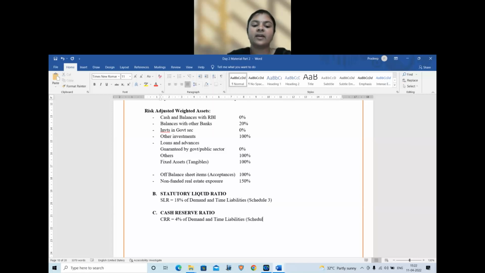And similarly, for CRR, which is cash reserve ratio, the percentage is 4% of schedule 3 balance, which is demand and time liabilities. Okay, CRR is different, CAR is different. Read the question before you answer. Right? So these are the 3 reserves that will be tested from the bank's perspective in the exam.